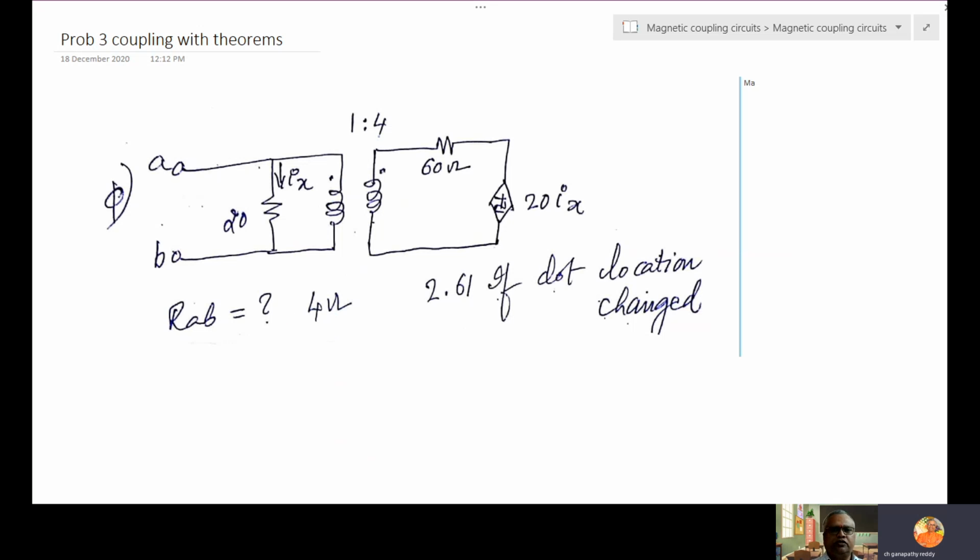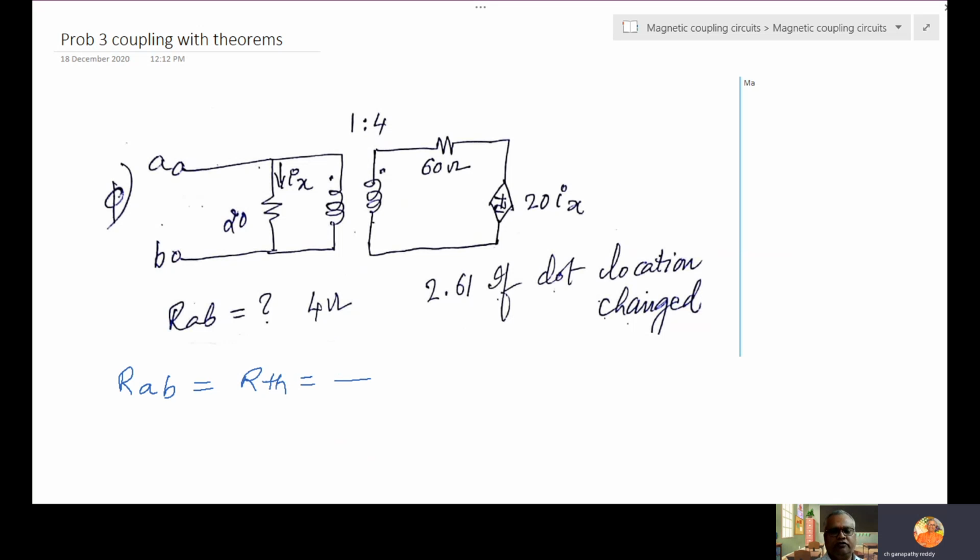Now, this is a problem with 1:4 transformer, and here current Ix is flowing, here 20 Ix. First look at the problem and understand what is given, what is asked. He's asking RAB, the resistance here. So RAB we have to find. Indirectly, RAB is nothing but R Thevenin.